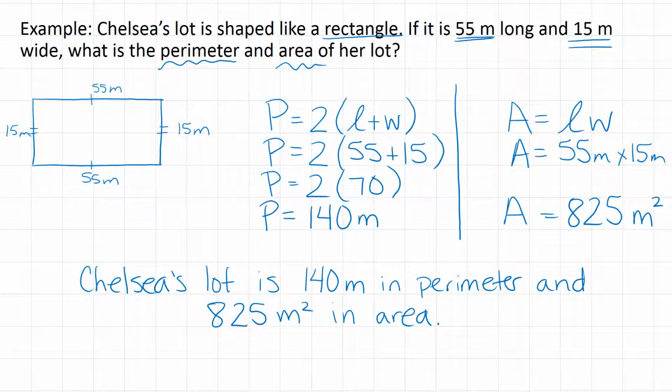So just to recap, the area of a square or rectangle is just the length times the width. If we're trying to find the perimeter, we've got to figure out if it's a square or a rectangle. If it's a square, we use one formula. And if it's a rectangle, we use another formula. So make sure you know these three formulas pretty well.